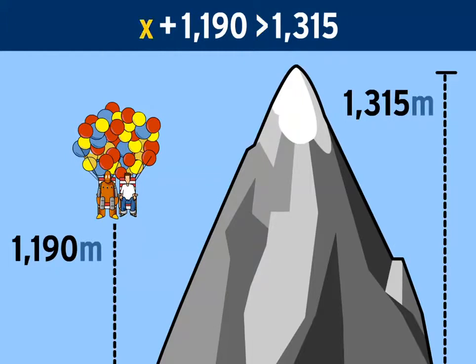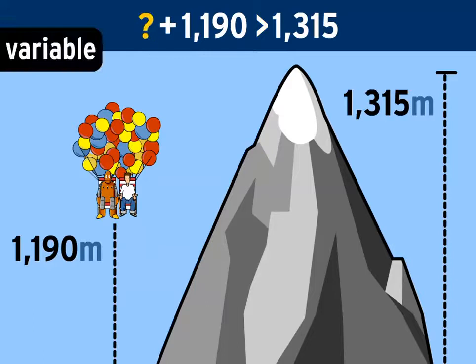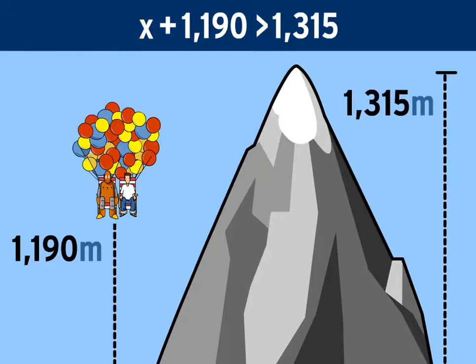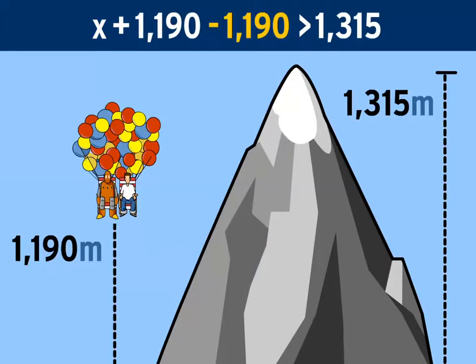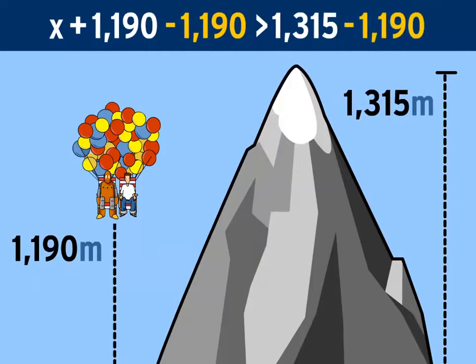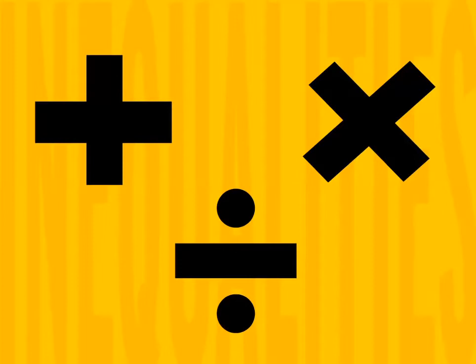That x is a variable, an unknown amount represented by a letter. To solve an inequality, you isolate the variable, just as if you were solving a regular equation. In our case, that means subtracting 1,190 from the left side of the formula. But like in an equation, whatever you do to one side of the equation, you have to do to the other. You can do the same kind of thing with addition, multiplication, or division, depending on the problem.